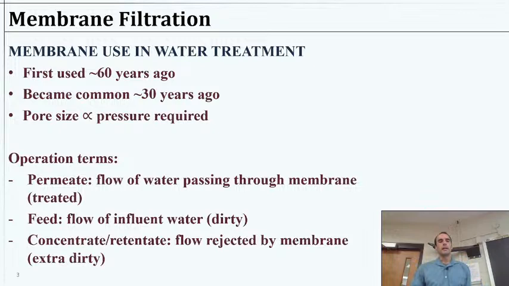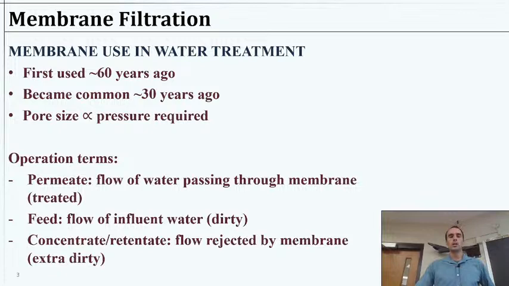So a little bit of history about membranes and their use for water treatment. Well, we've had these membranes for some time, maybe 50, 60 plus years, but they really only became common about 30 to 40 years ago by now. And when I say common, I mean really applied to real water treatment applications. So in the scheme of things, especially compared to the granular filters or chlorine, membranes are not too new, not too old. They're relatively new.